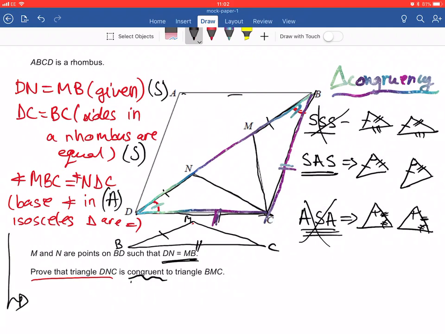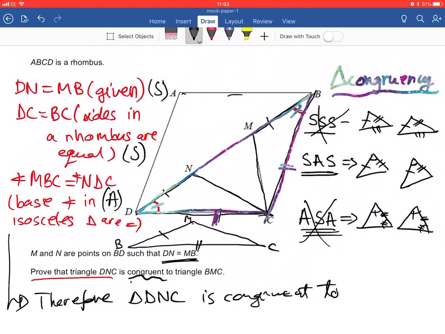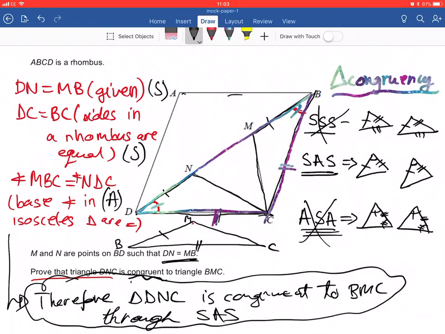You have to give a conclusion, which is therefore triangle DNC is congruent to BMC through side, angle, side. Okay, so this conclusion is very important. Okay, there you go. So this was the first one.